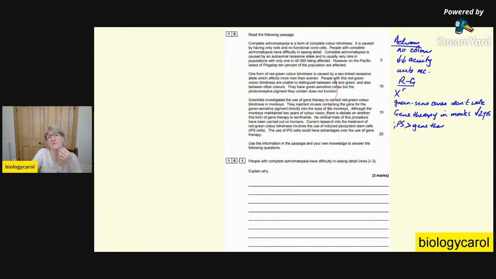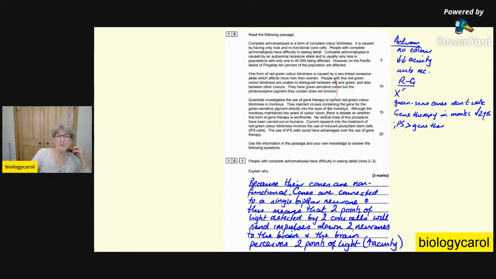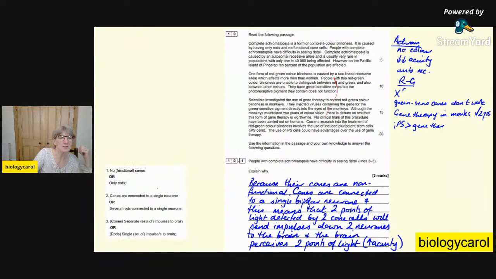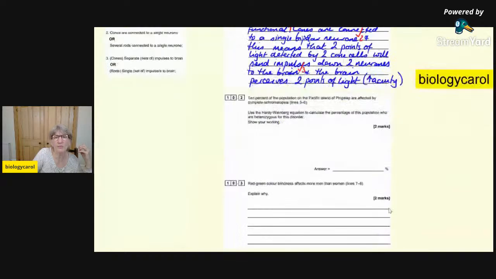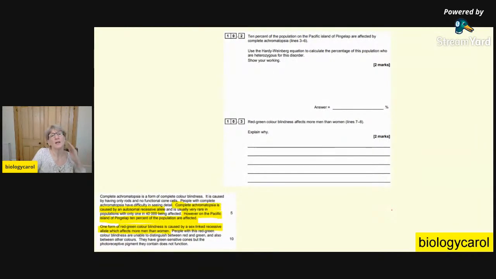Oh, I've just realized I've summarized it here. Anyway, I'm going to move on. So here is my answer. Because their cones are non-functional. Cones are connected to a single bipolar neuron. This means that 2 points of light detected by 2 cone cells will send 2 impulses to the brain, therefore 2 points of light. So I got mark points 1, 2, I thought I got 3. Yes, I did get 3. Okay.